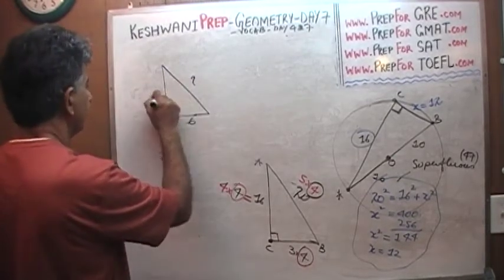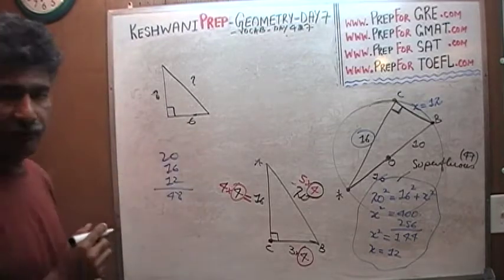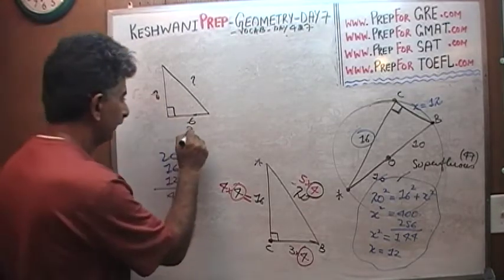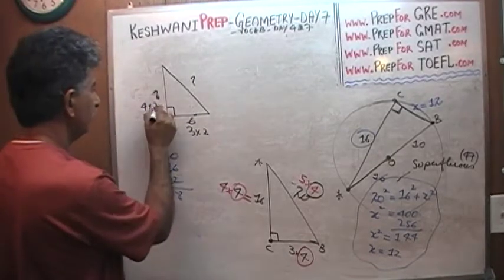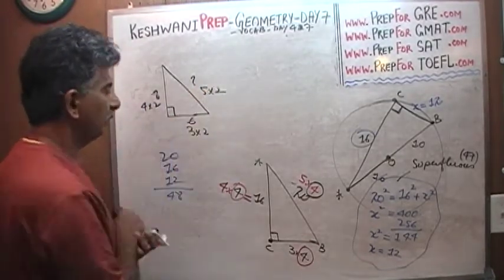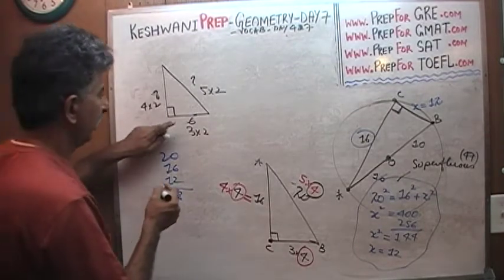Can you tell me what this side is? This is 6, this is 4. How much is that? Well, it's a 3, 4, 5 triangle. You see? 3 times 2, 4 times 2. So this must be 5 times 2. Voila! And if you like, I can verify it for you very quickly.